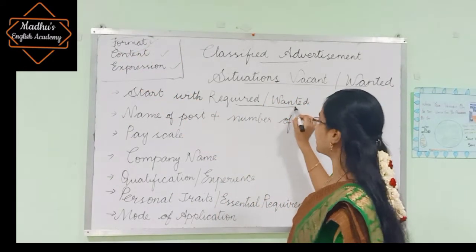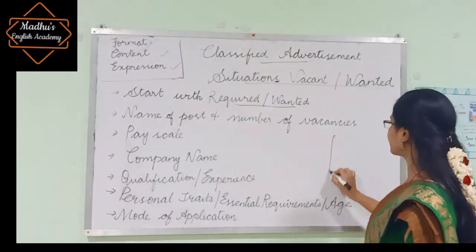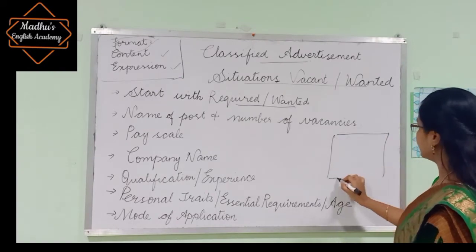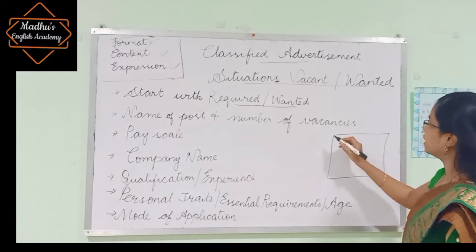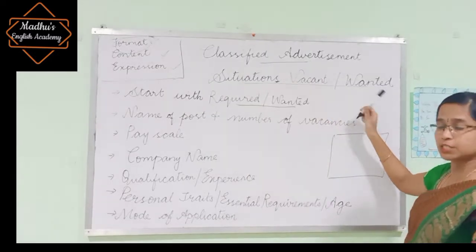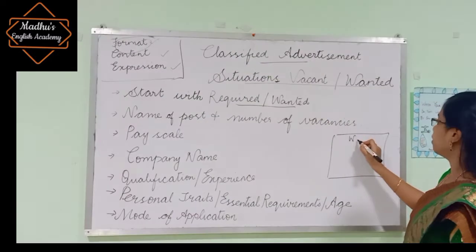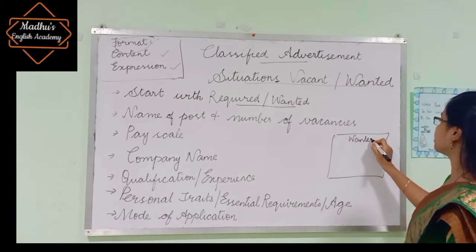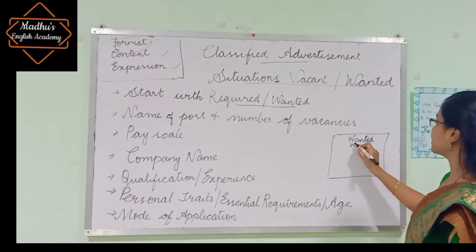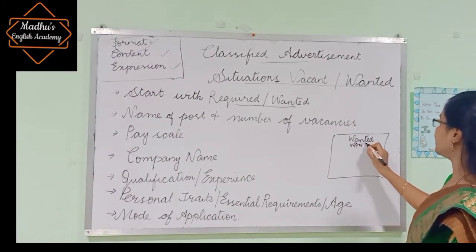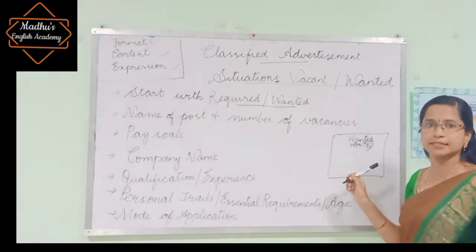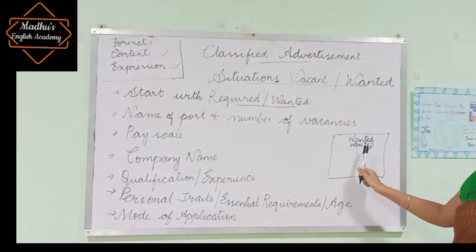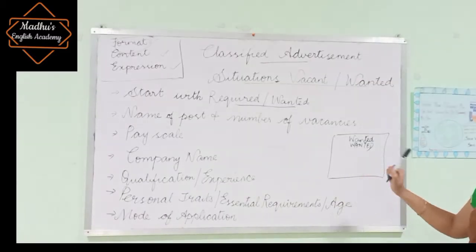Start with required or wanted. For example, when you write an advertisement, it should be written in a box and there should be a heading. When you write a situation vacant or situation wanted advertisement, Wanted should be written on the top as the heading, either in small letters or in capital letters. I suggest you write it in capital letters so that this will be highlighted. So this is a very important step in your advertisement.